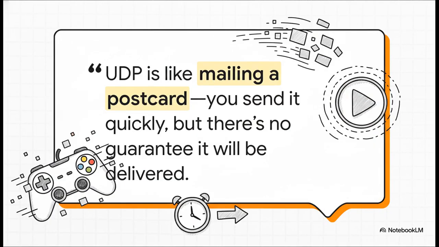Right, the postcard analogy is perfect. It really clarifies why you'd use UDP for things where speed is everything, like live video streaming or online gaming. If you miss a single frame in a video, it's much better to just skip it and keep the stream going, rather than halting everything just to get that one missed piece. It's all about being fast and efficient.